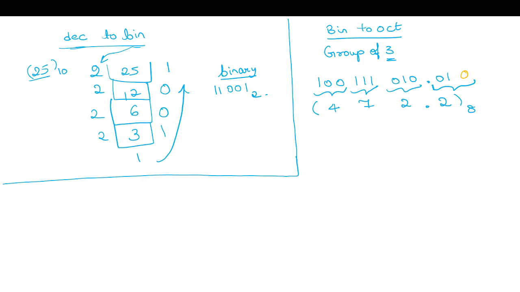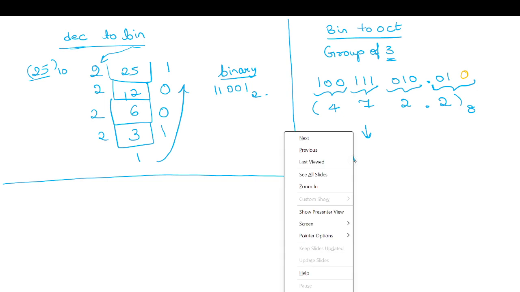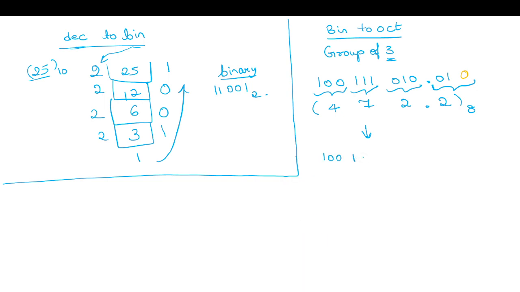In the same way, vice versa, if we have this number, then each digit we have to write as a group of 3 bits. Two is 0, 1, 0. Point two is 0, 1, 0. While writing, again 3 bits each. So in this way, you can convert octal back to binary.